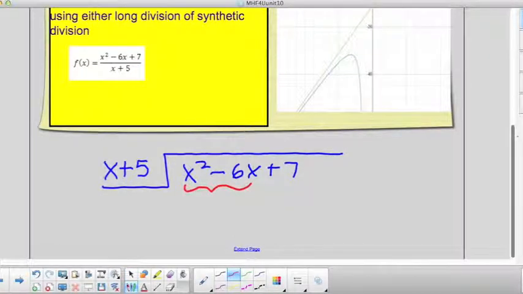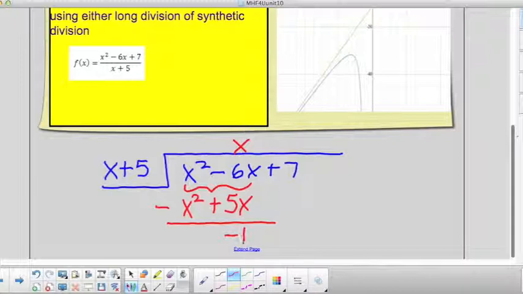I know that that will go into x squared minus 6x, just x times. When I multiply that, x times x is x squared. Positive 5 times x is a positive 5x. When we subtract those two things, I get negative 6x minus 5x, which is a negative 11x. I have to bring down my positive 7.